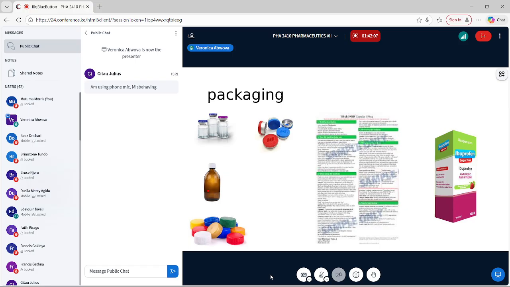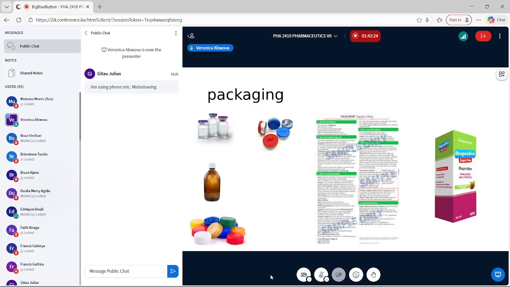So during drug development, you study your product to see the stability. Is it sensitive to light? Is it sensitive to moisture? Is it sensitive to oxygen? So that by the time you're picking your packaging, you can actually pick a package that will protect your product, okay?